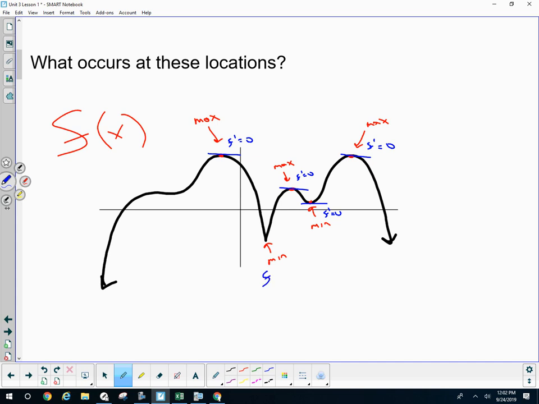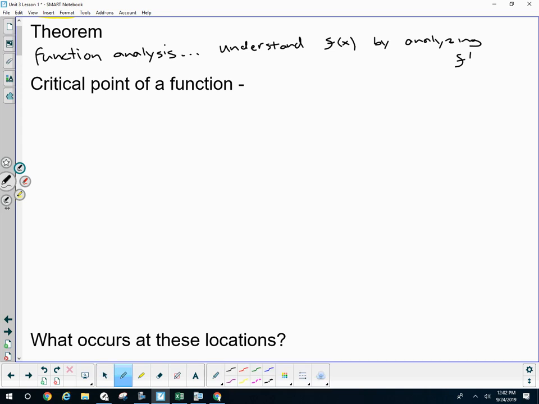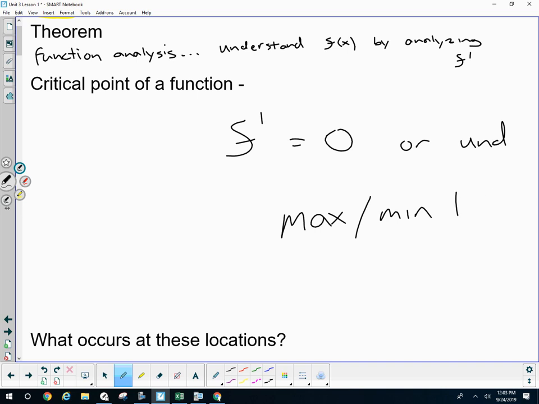This point here, what is the tangent slope? Yes, it's undefined. It's a sharp point. There is no tangent slope. Well, we are going to call these points critical points, but we'll call them something else as well. And a critical point is when f prime equals 0 or is undefined. And this is where we'll have max and min locations of f.